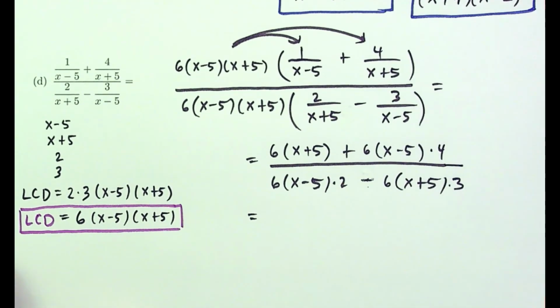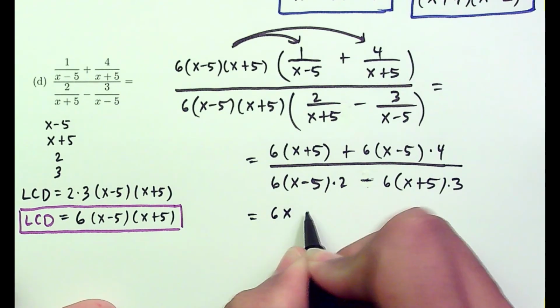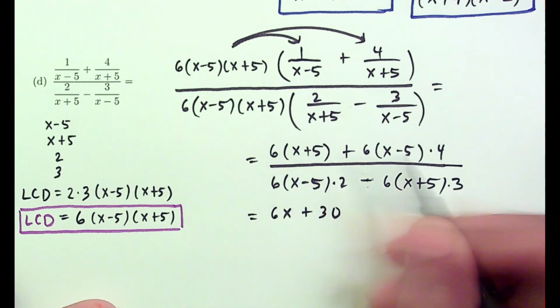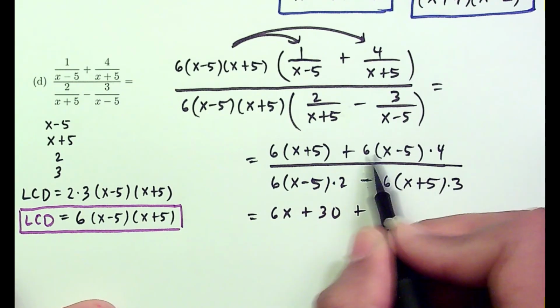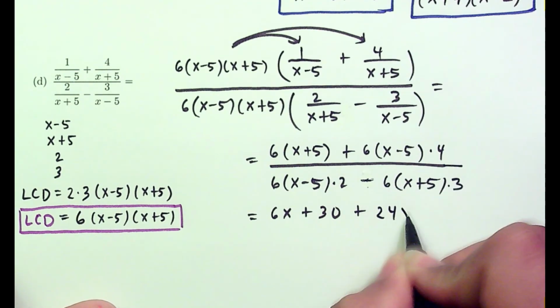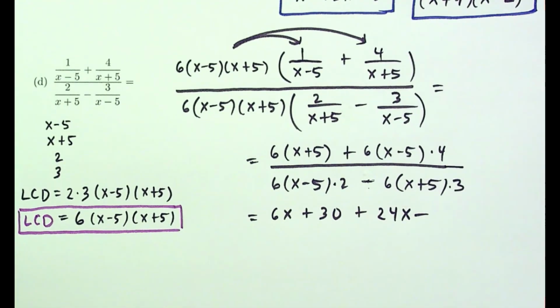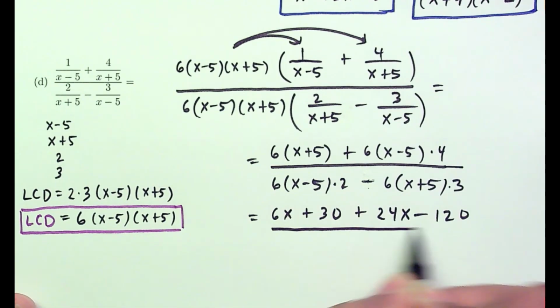Okay, now let's continue simplifying. Now we're going to distribute over here. So distribute all of these. So this is going to be 6x plus 30. Distribute that. And then here, combining these two, 6 and 4, you get 24. So imagine a 24 here in front instead by combining the 6 and the 4. So you have 24x. And then what is 24 times 5? 24 times 5, that's 120. Okay, so minus 120, all that over.